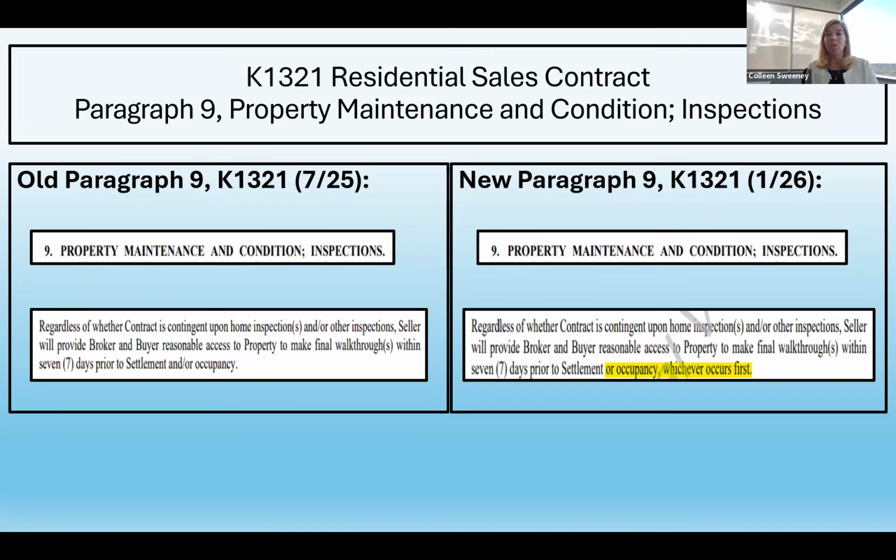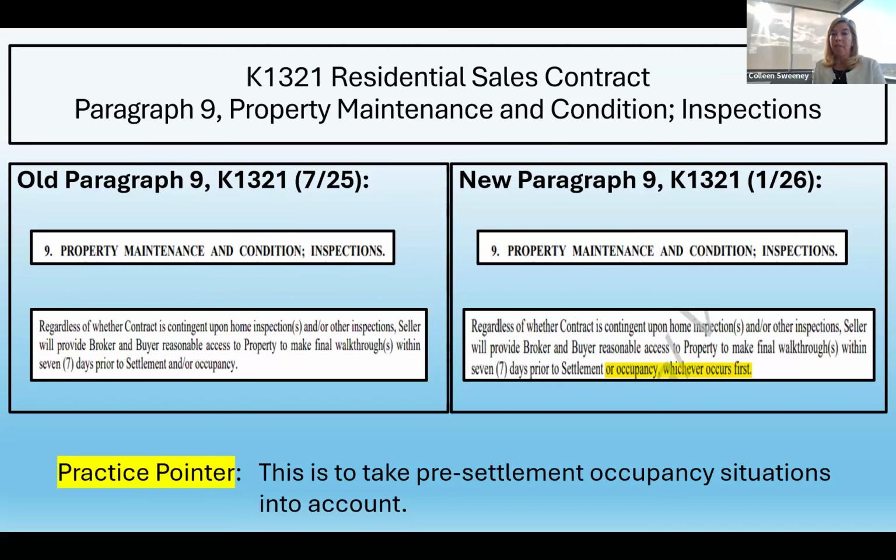So why was this change? This is to take into account the pre-settlement occupancy situations. It doesn't happen that often, but it just came to our attention that in fact that wasn't very clear. The board wanted to make sure that this clarification was in there. So small change there. I don't think it's going to have a big impact on your practice.